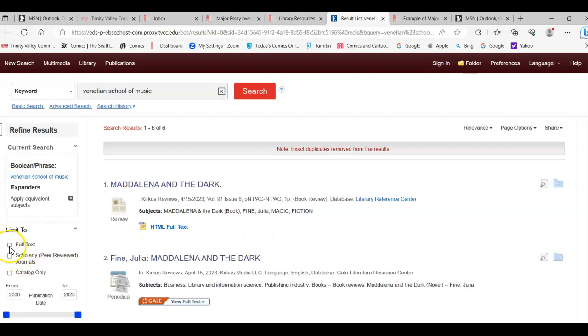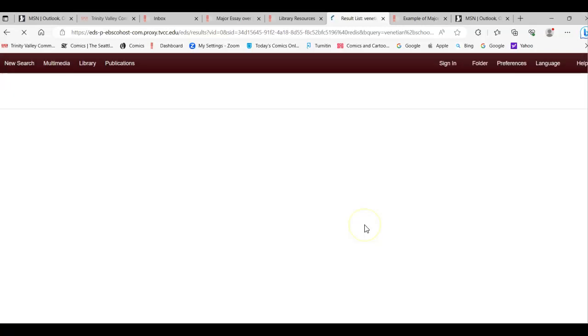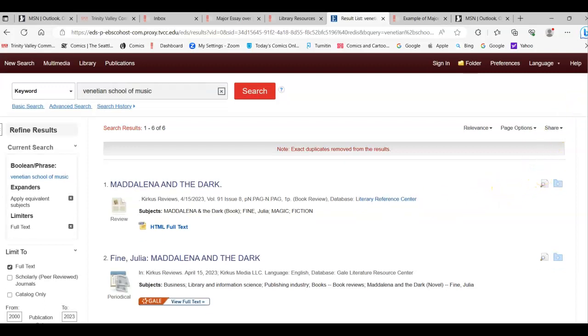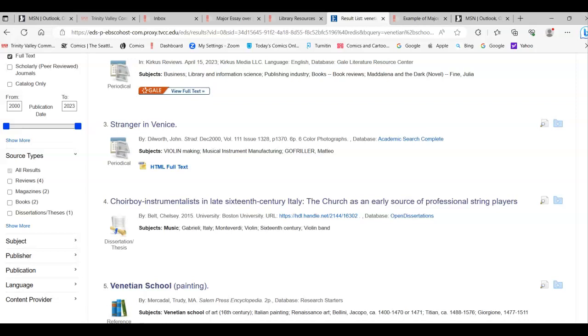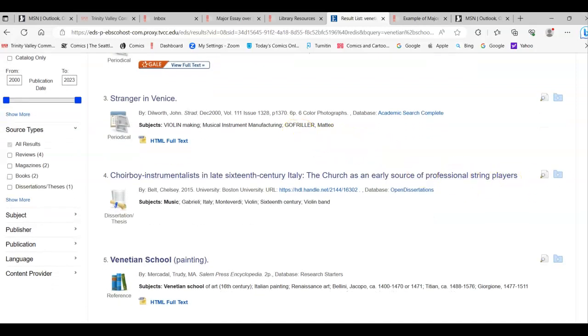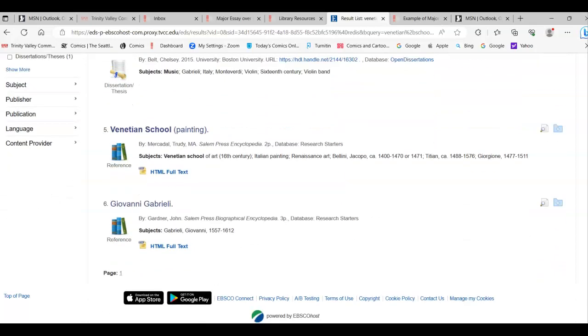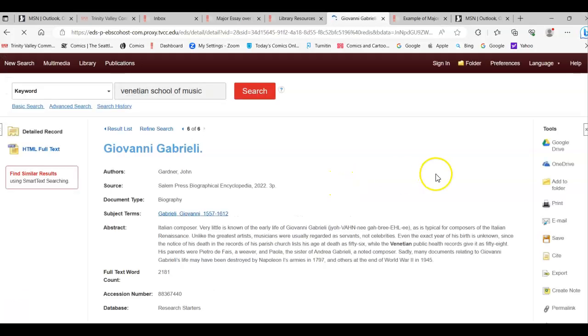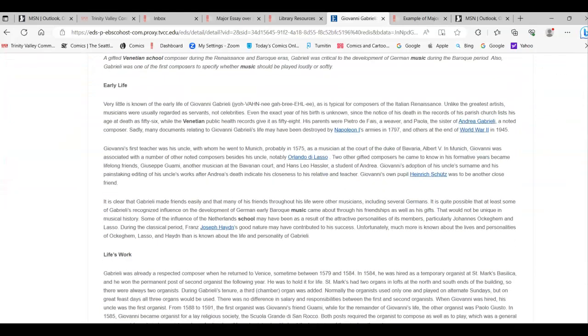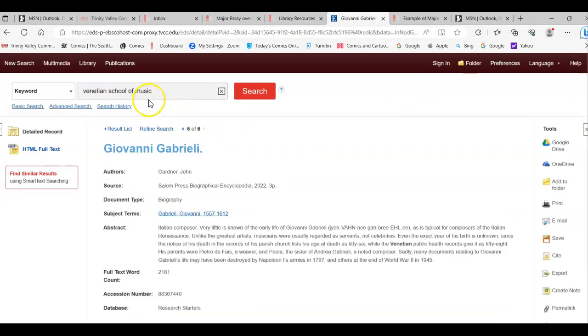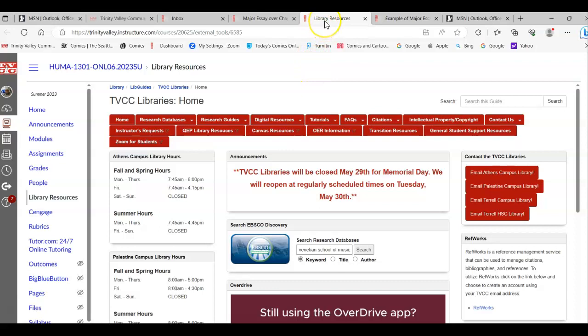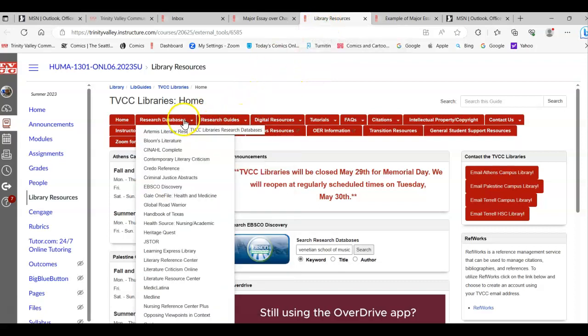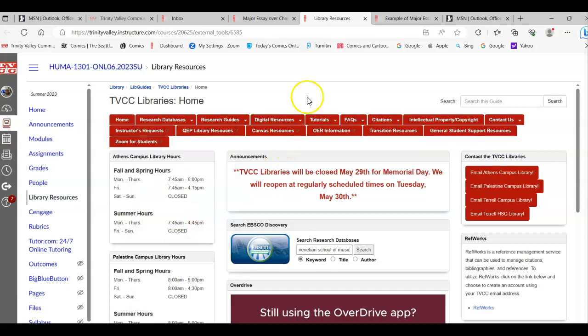And again, we want full text because you want to make sure you have access to all of these. And so you'll see details here. Violin making and music manufacturing as part of the Venetian School. Here's about Gabriele. This goes into detail about Gabriele. Again, one of those key figures in the school. And so again, some of these are how you can locate information. So again, the library resources, you want to use those. And again, some of these may prove useful as well.